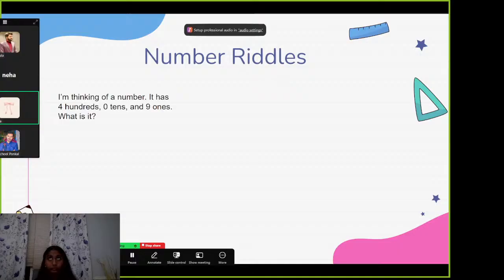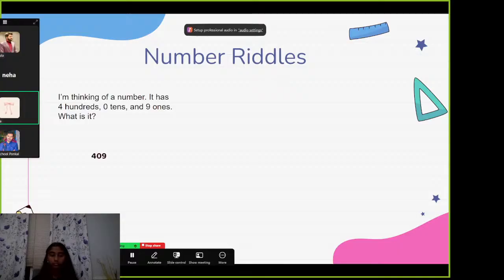0 tens. Now this one is tricky. If there are 0 tens, there's nothing there, right? But you still have to add the 0 after, and I'll explain why in a little bit. And then there are 9 ones. That means in the ones place, there will be the number 9. You can expose the answer, Neha.